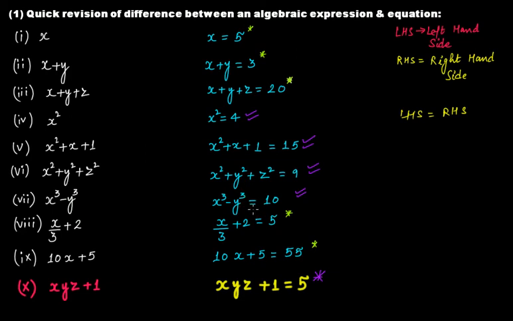Whenever in an equation you find a variable having exponent greater than 1, then that will not be a linear equation.